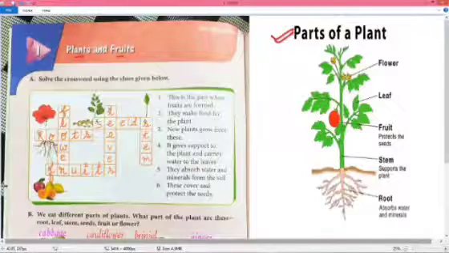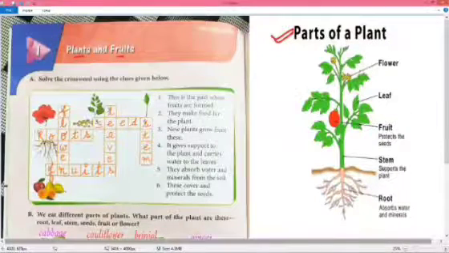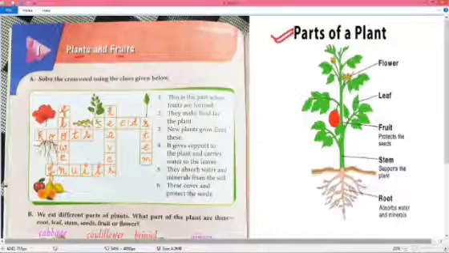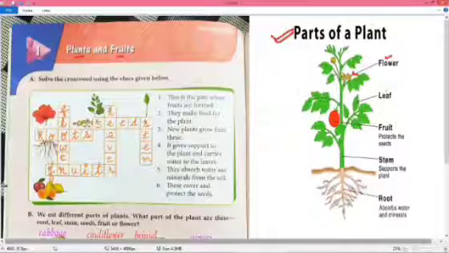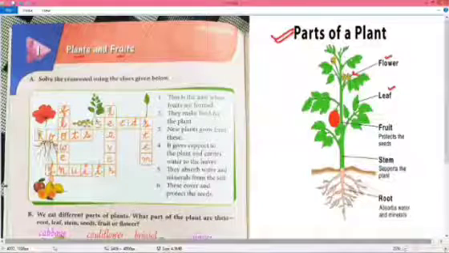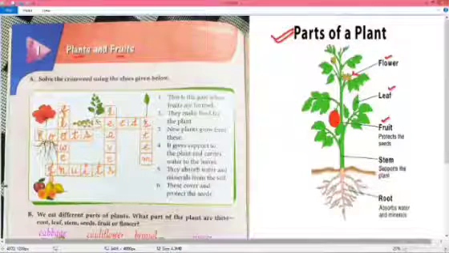Okay, so here you can see the picture given of a plant and let us learn about the parts. So this part here is called a flower. The green part here is called a leaf. The red part here you can see is the fruit of the plant.